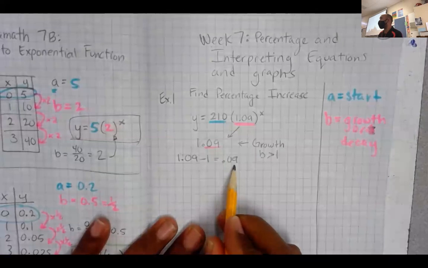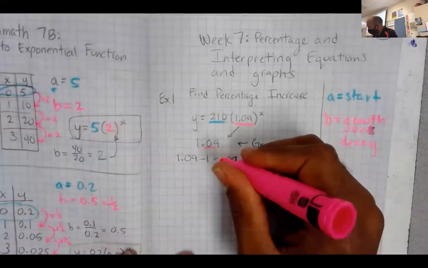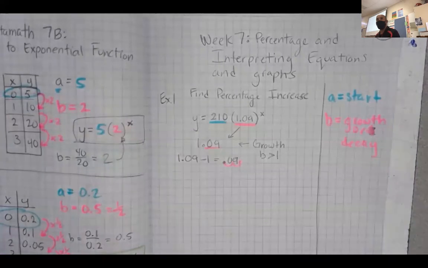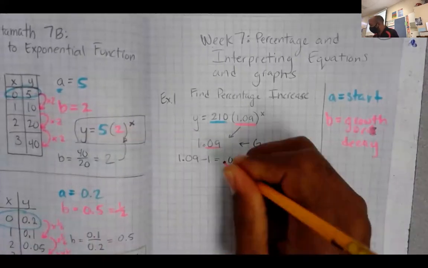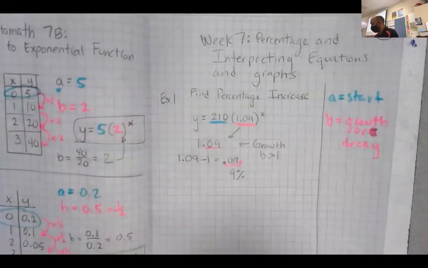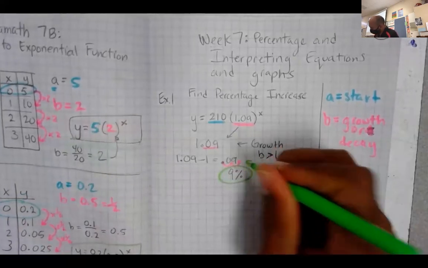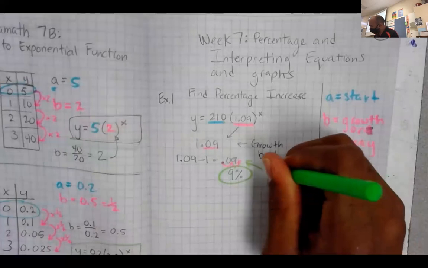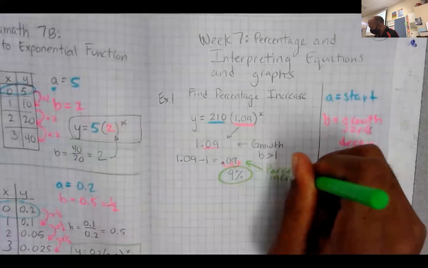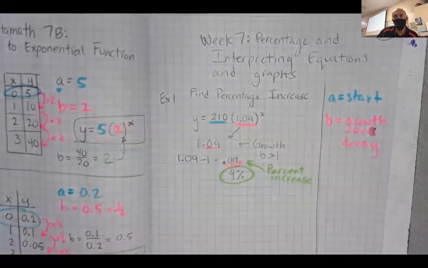But now I need to convert it to a percent. If you guys remember, to convert to a percent, I move the number 2 decimals. I move it 1, 2, and now I know it's 9%. That, again, is the percent increase. Okay, pause the video for a second so you guys can catch up on the notes.